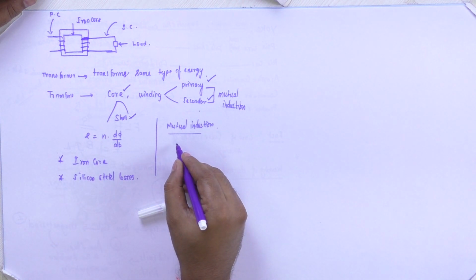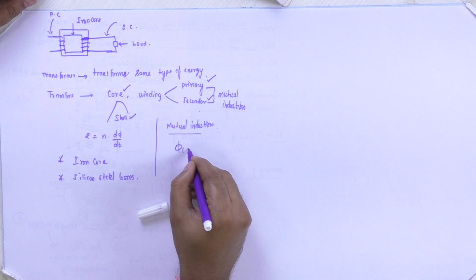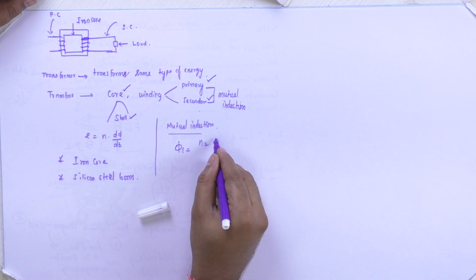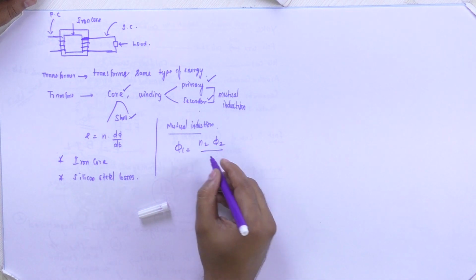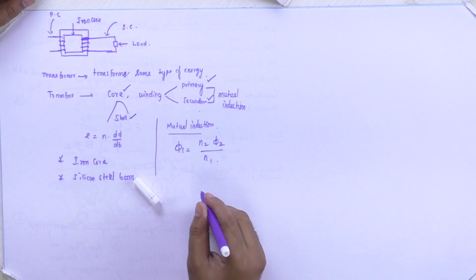According to the concept of mutual induction, it is denoted as E1 is to phi 1 equal to N2 phi 2 divided by N1. So according to the concept of a transformer, the voltage or current can be stepped up or stepped down. These step up and step down actions give the two types of transformer based on voltage and current. It is classified as step up transformer as well as step down transformer.